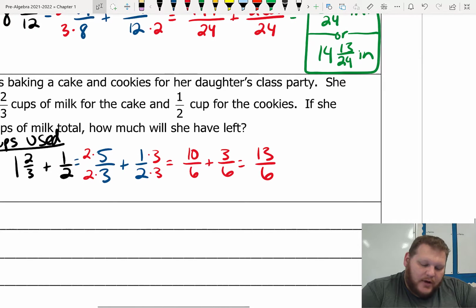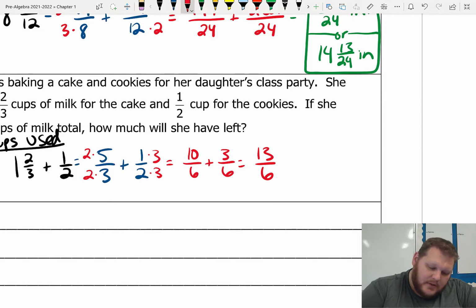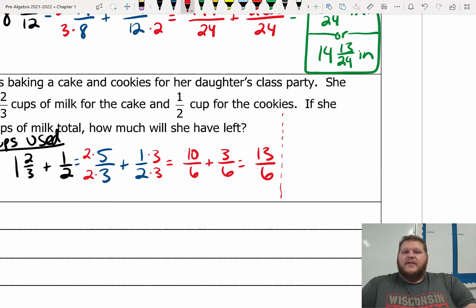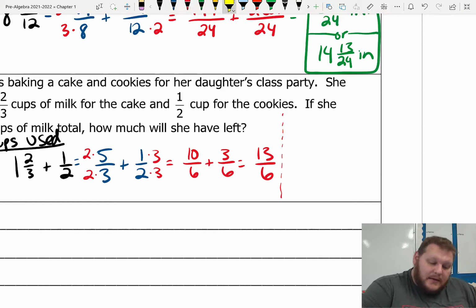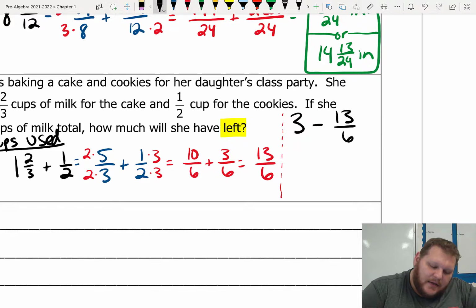So if that red number, 13/6, is how much she's going to use for the 2 recipes, I can go ahead and just make a little dotted line here. If I'm trying to figure out how much milk she has left after she uses it, I have to do my 3 cups minus that 13/6 that she's going to use for the 2 recipes.